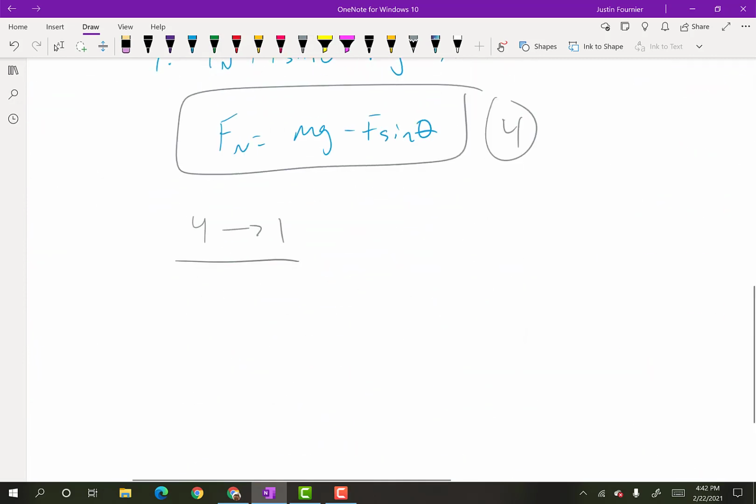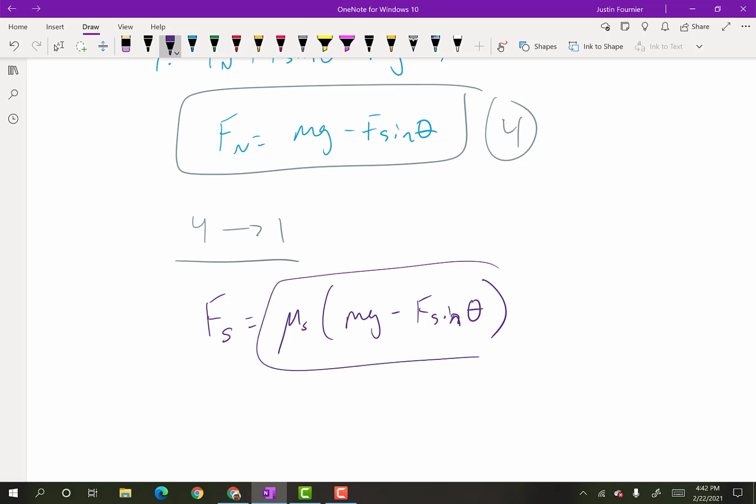So Fs is equal to mu s, which I know, times Fn, and plugging that into equation 1, that's mg minus F sine theta. Yeah, let's just leave it at that. And then let's take this. So here now this is relationship 6.